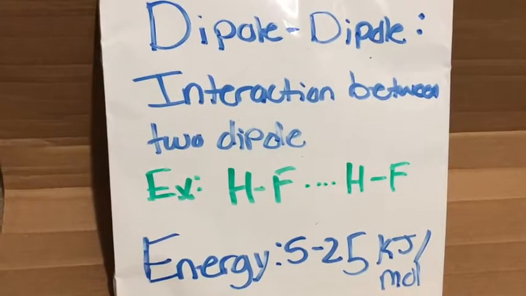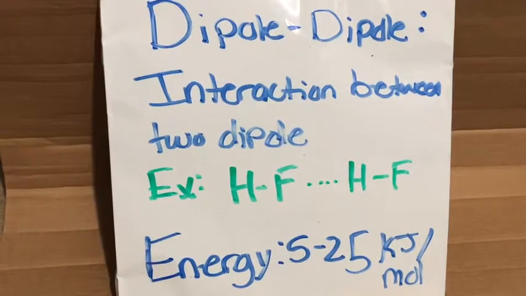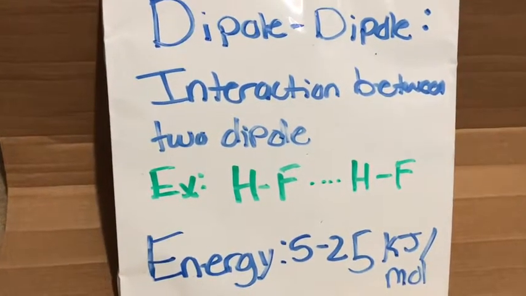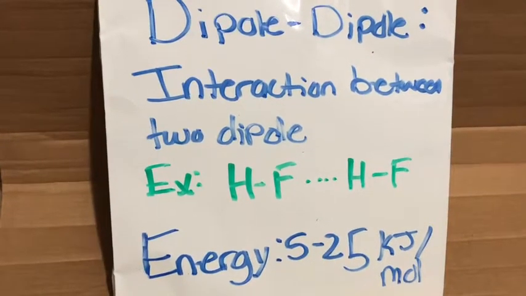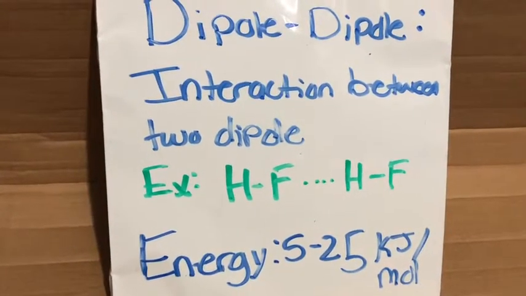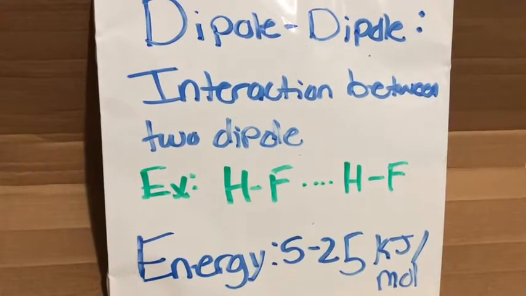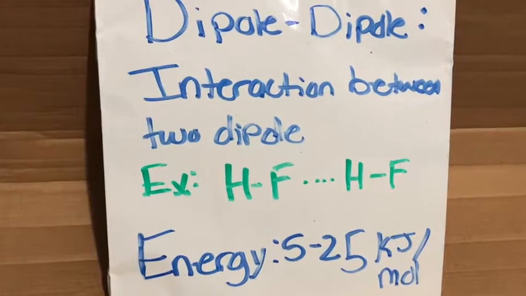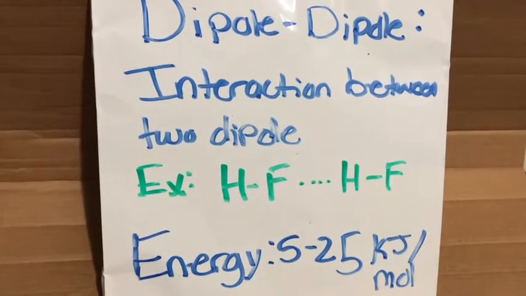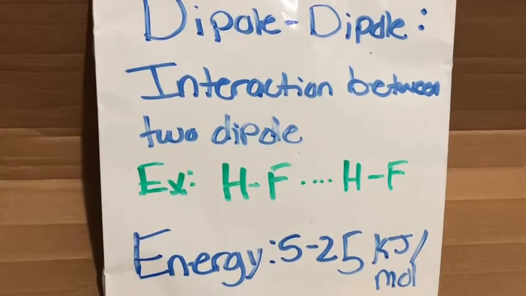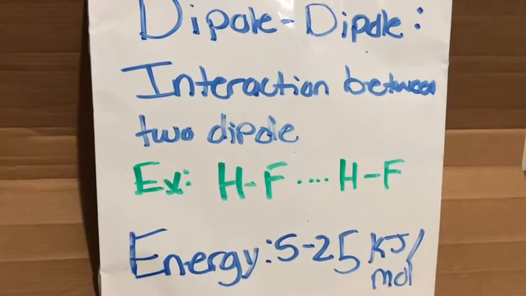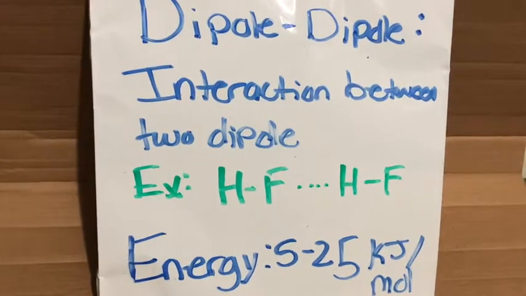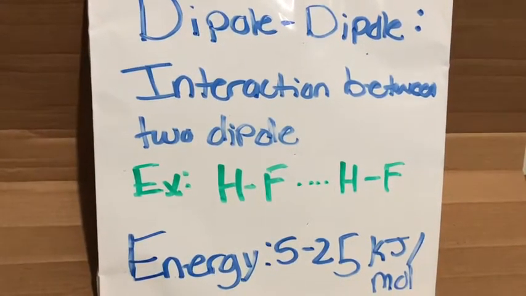Dipole-dipole interactions are characterized by interactions between two molecules with dipole moments. For example, hydrogen fluoride and hydrogen fluoride will interact with each other given by the fluorine on the left, the partial negative charge interacting with the hydrogen on the right with the partial positive charge. The energy associated with a dipole-dipole interaction is between 5 to 25 kilojoules per mole.